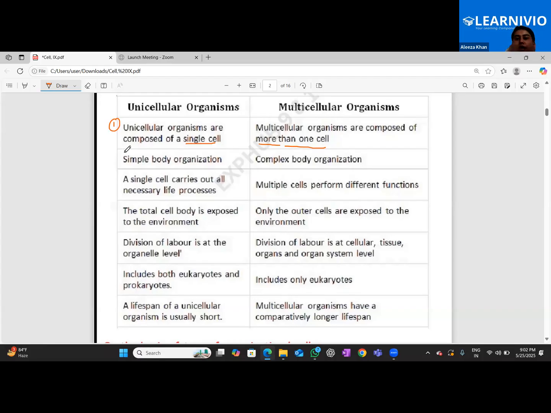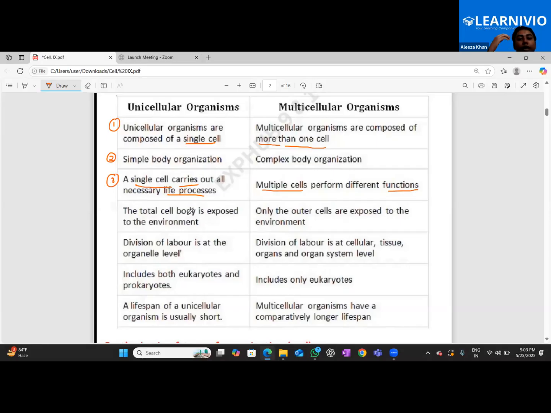If an organism is single celled, the body is not complex; the body will also be simple. As we have more cells in our body, our body structure, body organs, and all the functions performed in our body are complex. So for multicellular organisms, the body organization is complex, and for single celled organisms, it is simple. Here a single cell carries out all the life processes, while here the multiple cells present perform different types of functions in the body. This is the third point that you can write. The whole cell body is exposed to the environment in the unicellular, but only the outer cells are exposed to the environment.